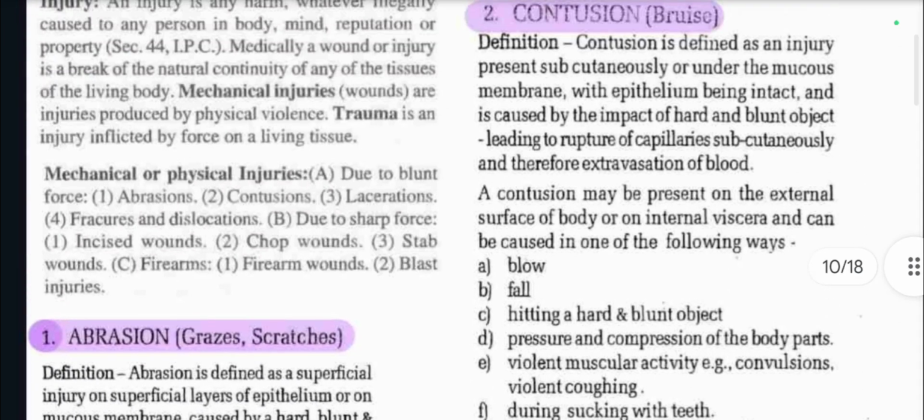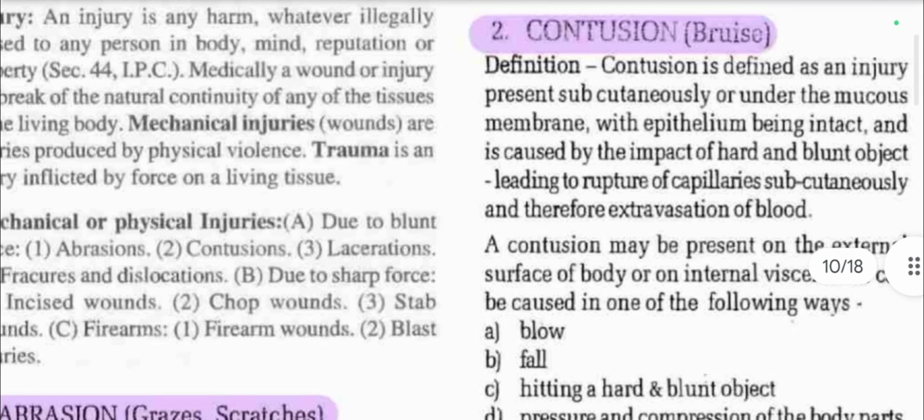Moving ahead, what are contusions? Contusion is also called a bruise. I want to tell you one thing. Whenever there is injury to the epidermis, like a scratch or scar, that is called abrasion. Whenever the injury occurs in the dermis, so there is blood collection in the dermis, then that is called a bruise or contusion. So abrasion and contusions are two-dimensional injuries, remember. These two are the only two-dimensional injuries, abrasion and contusions.